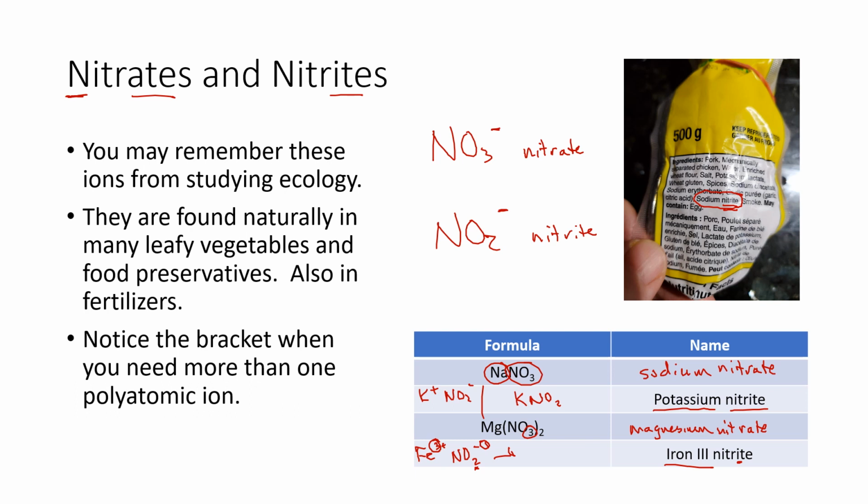And if you need more than one of them, you're going to have to use one of these brackets, right? So this is going to be Fe, and it's going to give the 3 to the NO2, right? So there has to be 3 NO2s. So you put a bracket, put your NO2 in the bracket, and then outside the bracket you put a 3. So that means 1 iron for every 3 nitrites.